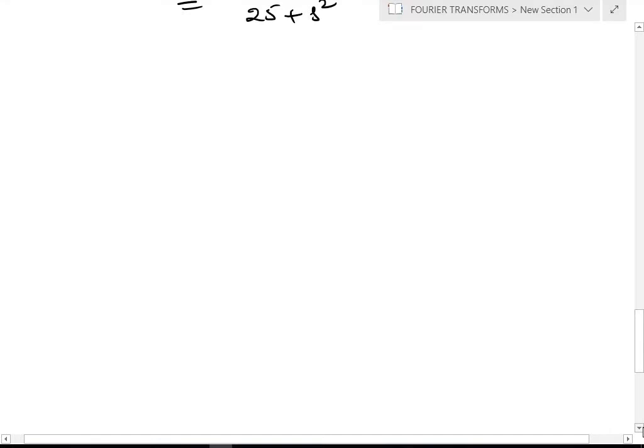Let us take another example. Fourier sine transformation and cosine transformation. Let us have another example. The problem is as follows.